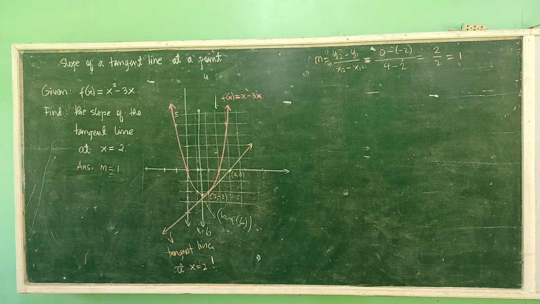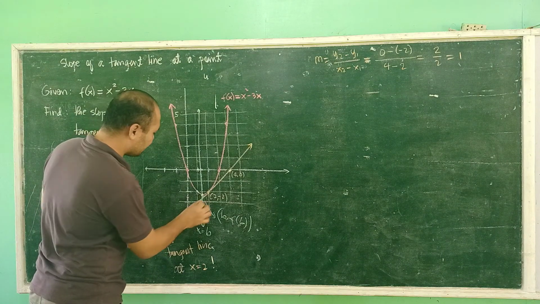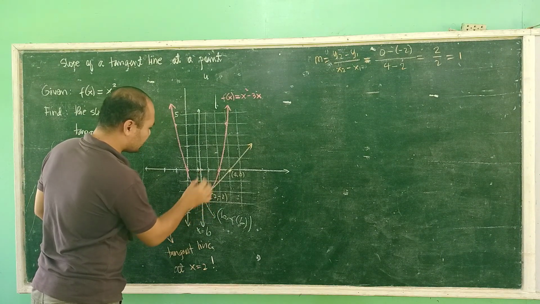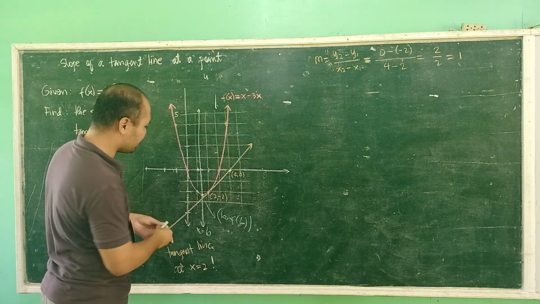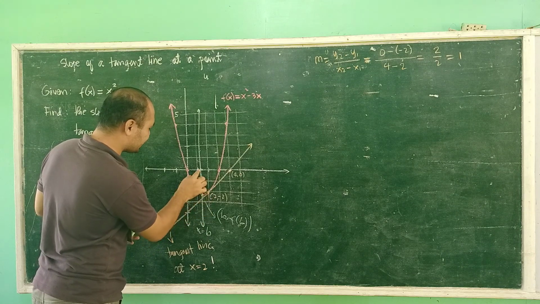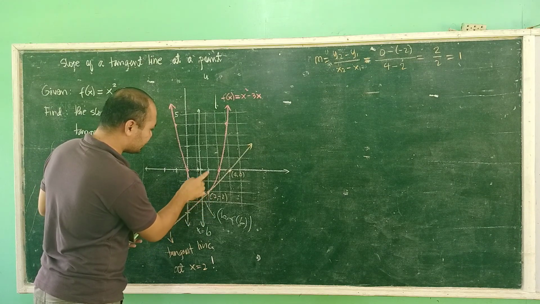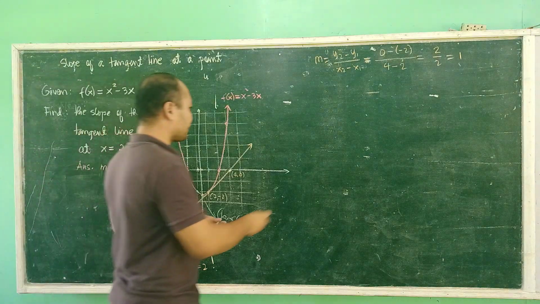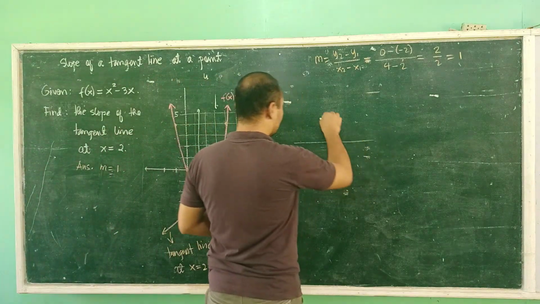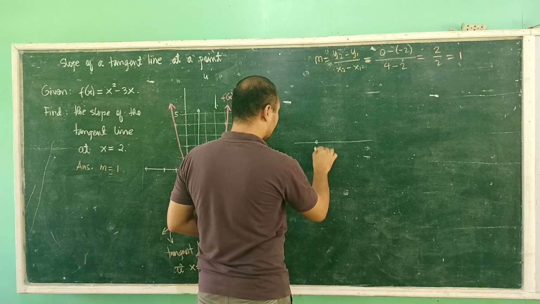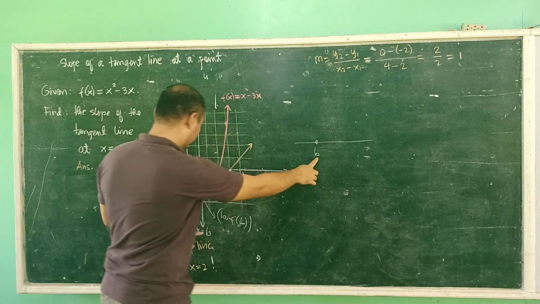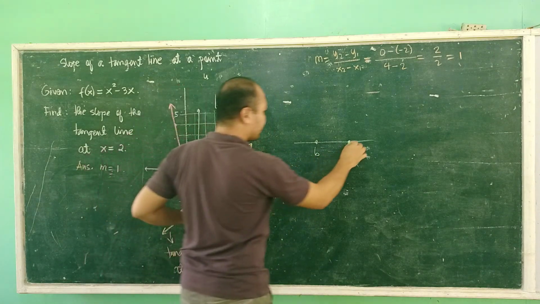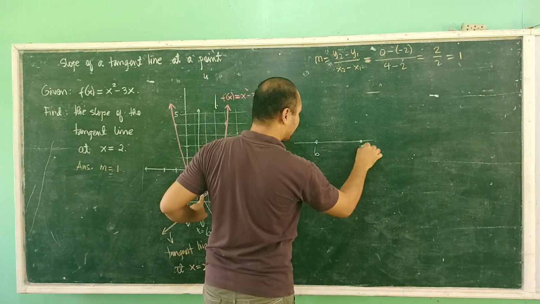Now let's try to magnify this part here. On the x-axis that is b, and then this is 2. So let's magnify that part. Suppose this is b, and the other one here is 2. Just magnify it.